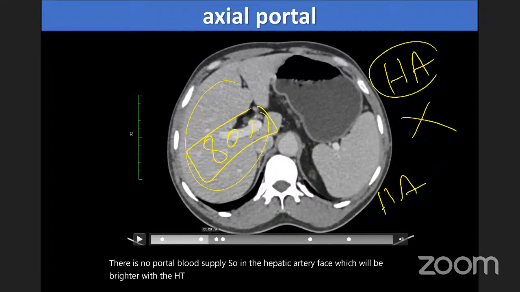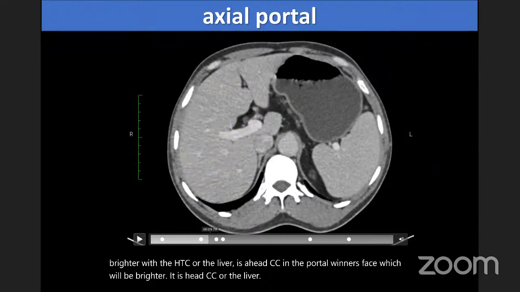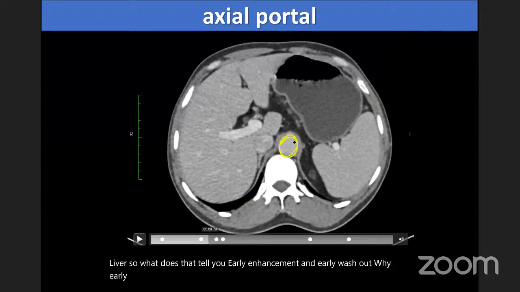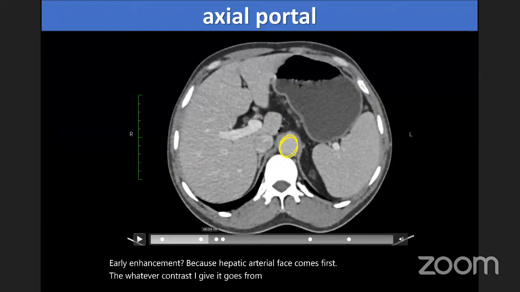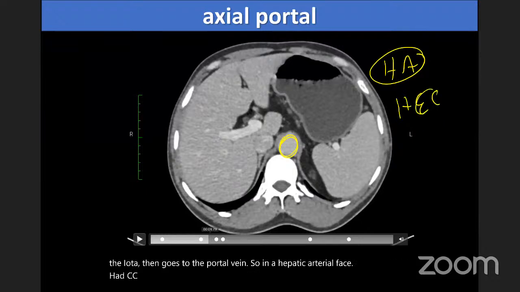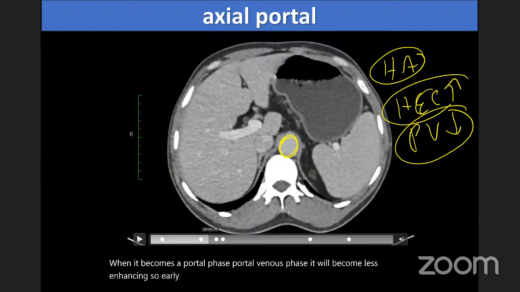It's the HCC. In the portovenous phase, which will be brighter? The HCC or the liver? Liver. So what does that tell you? Early enhancement and early washout. Why early enhancement? Because the hepatic arterial phase comes first. Whatever contrast I give goes from the hand into the heart, to the aorta, then to the portal vein. So in the hepatic arterial phase, HCC enhances. When it becomes the portovenous phase, it becomes less enhancing. So early enhancement, early washout, the diagnosis is HCC.